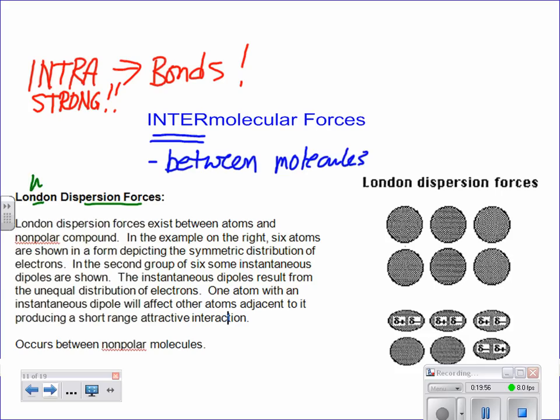These guys are going to be the weakest right here. And they're so weak because they only occur in nonpolar molecules. And if you think about what a nonpolar molecule looks like, let's think maybe Cl2. I have some chlorine bonded to another chlorine. There's our Cl2. Does either of these guys have a greater share of the electrons than the other? Nope. They're just exactly the same.